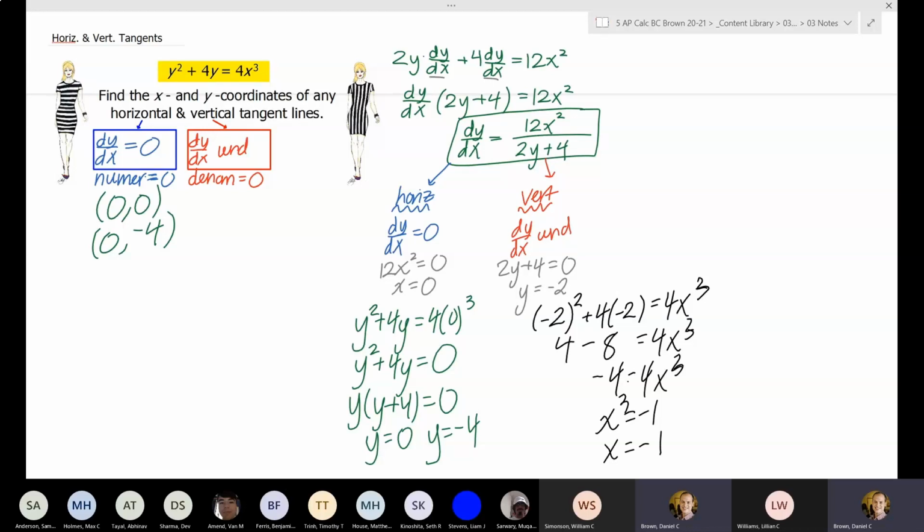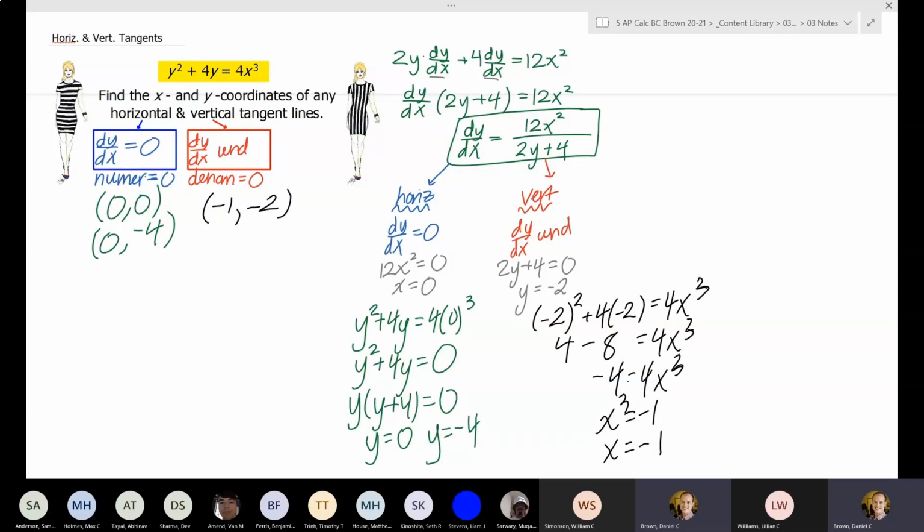So what does that mean? It means that when y is negative 2, x is negative 1, and that's where we end up having a vertical tangent line. So there's kind of three key points on this graph. Two where we have horizontal lines, and one where we have a vertical one. Any questions on that work?